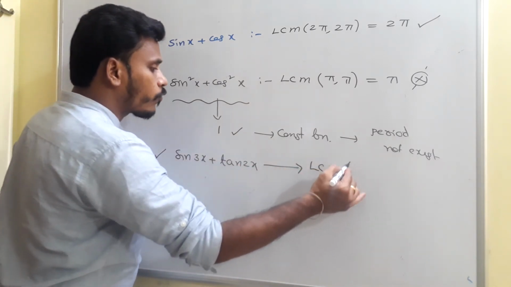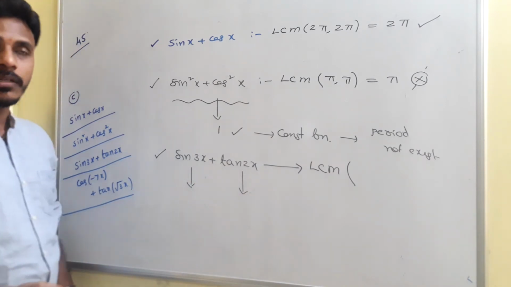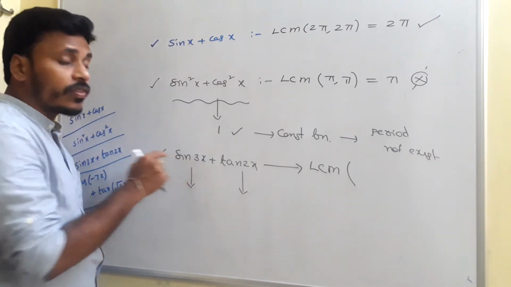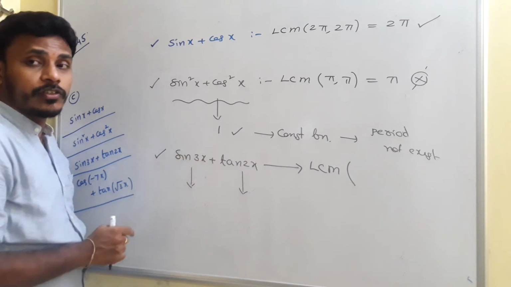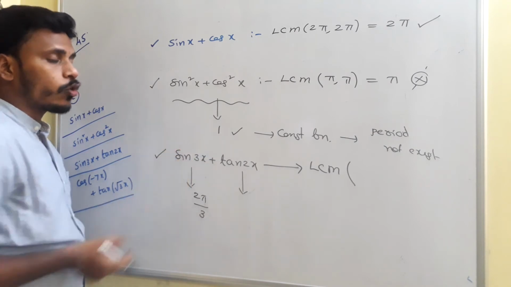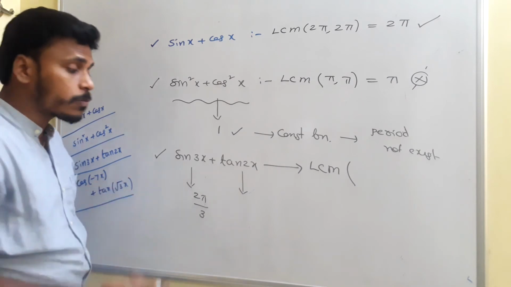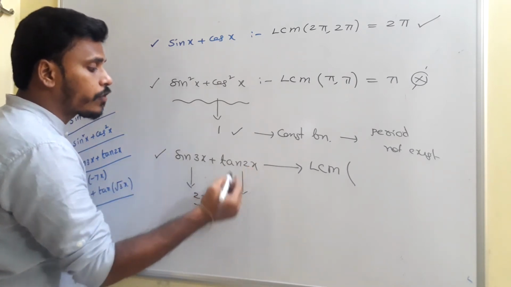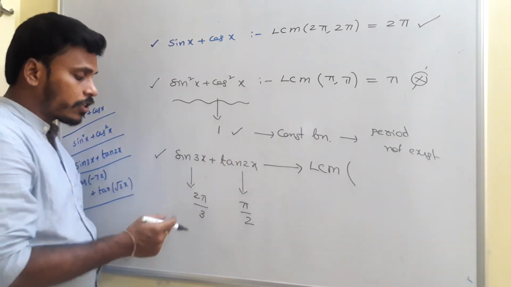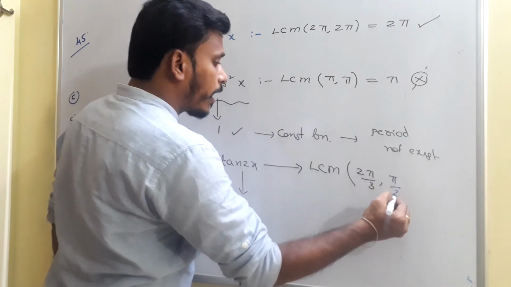So the periodicity of this function is the LCM of the period of the first function and the period of the second function. If it is sin x, the periodicity is 2 pi, we know it, but it is sin 3x, x multiplied by 3. As we discussed, its periodicity is 2 pi by 3. And for tan 2x, the periodicity of tan x is pi, and since the x coefficient is 2, the periodicity is pi by 2. At the end, the periodicity of this function is the LCM of 2 pi by 3 comma pi by 2.